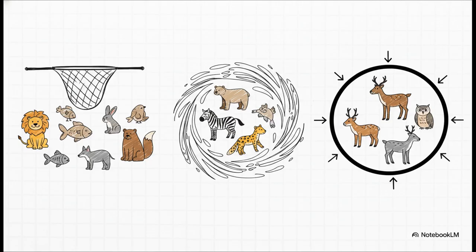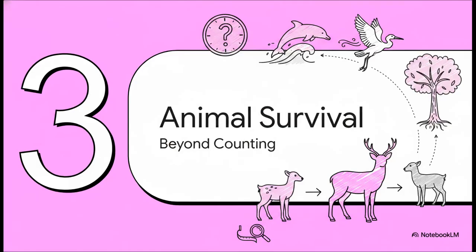Second, the marked animals have to mix completely evenly back into the rest of the population. And third, the population needs to be closed during the study. That basically means no new births, no sudden deaths, and no animals just deciding to pack up and migrate away. Now, obviously, nature rarely cooperates perfectly, but if we can meet these conditions, our math acts like a powerful flashlight in the dark. Moving right along to Section 3, Beyond Counting, Animal Survival.